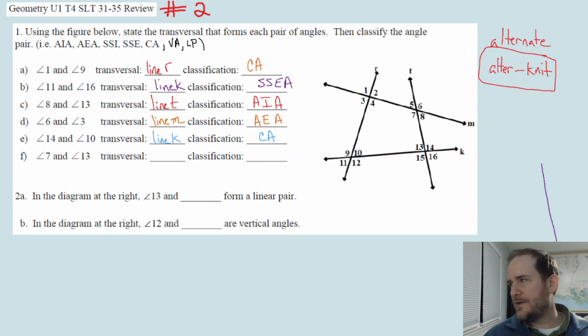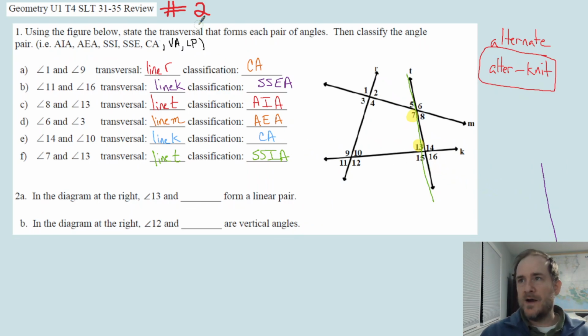And then our last angle pair is 7 and 13. So here's 7, here's 13. The transversal is T. And the classification is that these are both to the left of transversal T, so they're same side. And they both lie between M and K, so they're interior. So they're same side interior angles.